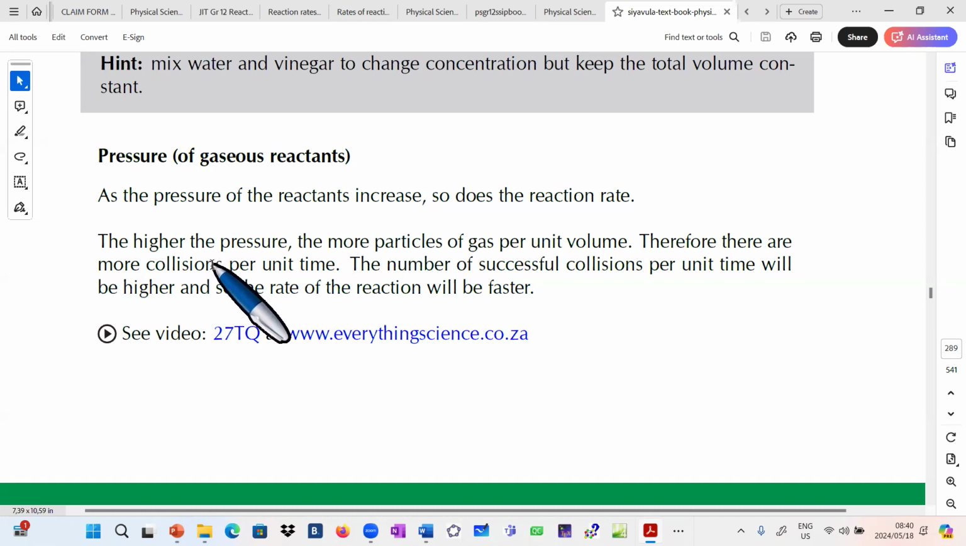Let's continue. The higher the pressure, the more particles of gas per unit volume. Therefore, there are more collisions per unit time. The number of successful collisions per unit time will be higher, and so the rate of the reaction will be faster, much, much faster.